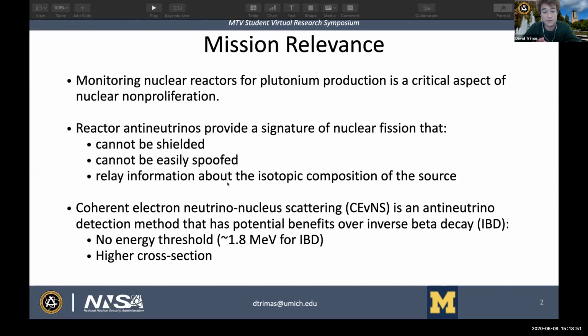I know, for example, Felicia and several others already said that it can't be shielded. You can't easily spoof a neutrino signal because you need fissionable material to do it. You actually need actively fissioning material, in fact, and it relays information about the isotopic composition of that fuel. So there's already been a few methods discussed, namely coherent scattering of neutrinos and inverse beta decay for detecting antineutrinos, but I'm focusing on coherent elastic neutrino-nucleus scattering, also abbreviated as CEVNS. It's relatively new compared to inverse beta decay, but it has its advantages. It has no energy threshold, like the 1.8 MeV that we see for inverse beta decay, and it also has a higher cross section.